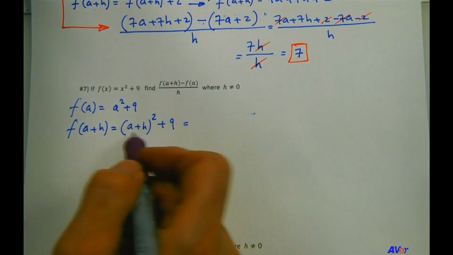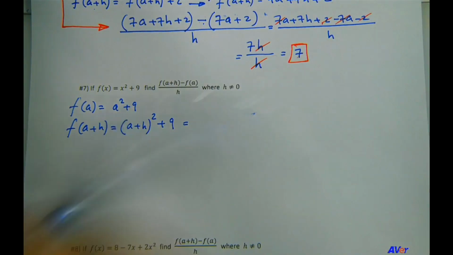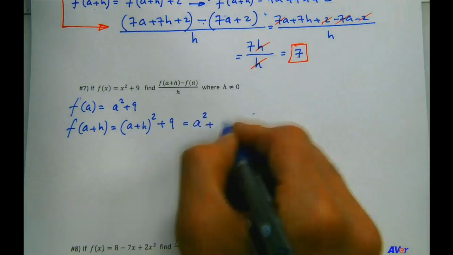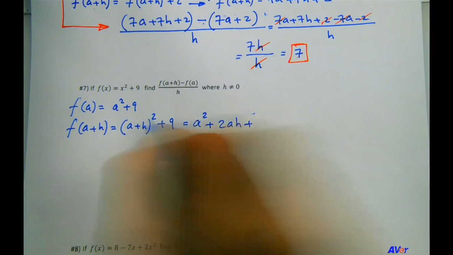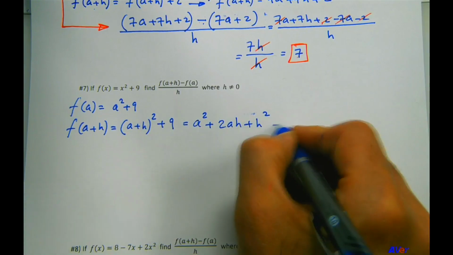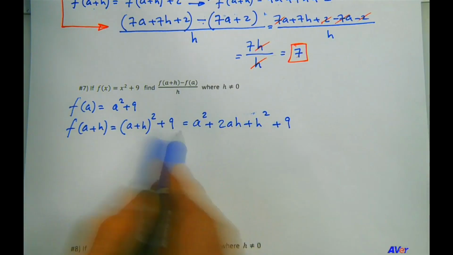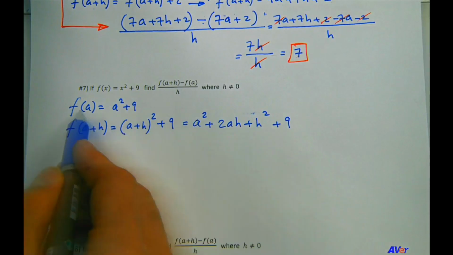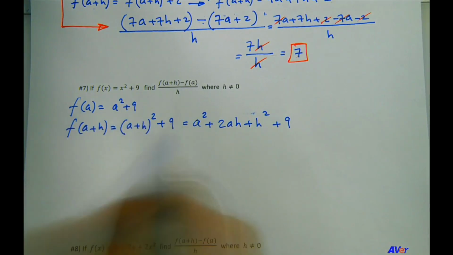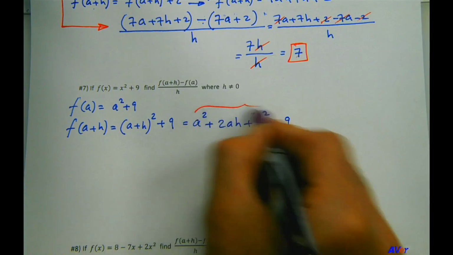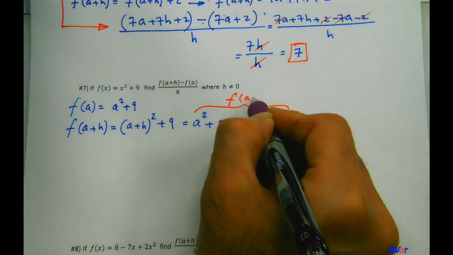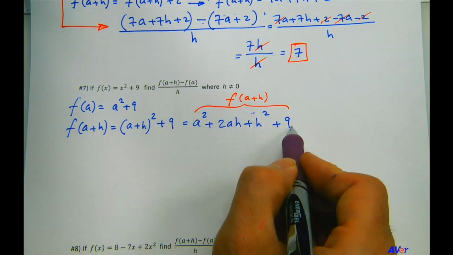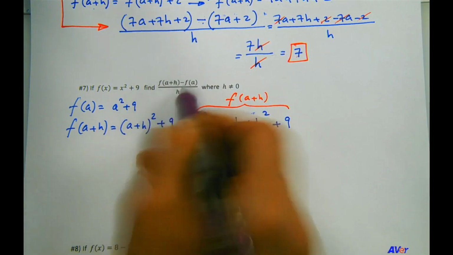So I'm going to apply that to this one, right? To expanding that one. What do I get? I get a squared plus 2 times a times h plus h squared. And of course, plus 9. Is there anything here that I can combine and simplify this expression? No. So this is f of a, and after simplifying, this whole thing is f of a plus h. So now we can calculate the difference quotient.